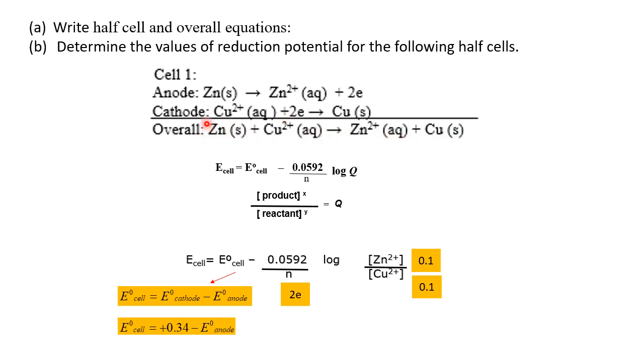The ratio, meaning the coefficients for the overall equation, is 1 to 1 to 1 to 1. Why does madam emphasize this? Because later we need to write down log Q, the concentration of product to the power of x over the concentration of reactant to the power of y. The x and y refer to the coefficients of the equation. Of course, we have to ignore solids and liquids, so we just consider zinc and copper. That's why over here it is log of zinc 2 plus over copper 2 plus for the Nernst equation, and here is 2 electrons.